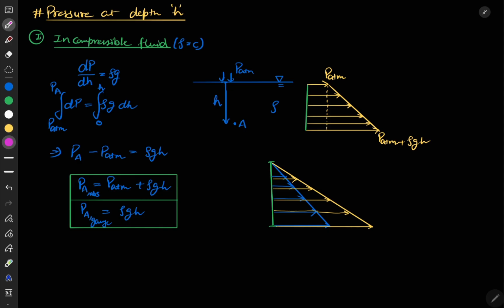So let's say this blue one is for density rho 1, and this yellow one is for density rho 2. We know that the pressure in case of rho 2 is higher and the pressure in case of rho 1 is lower. So we can say that rho 2 should be greater than rho 1, because at the same height the pressure in case of rho 2 is larger in comparison to that of rho 1. So as rho increases, your slope decreases.